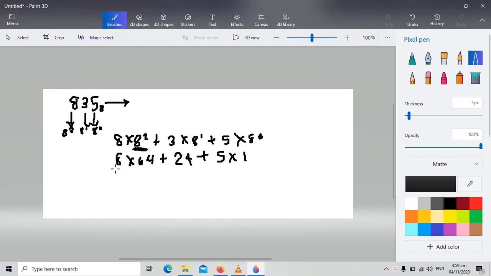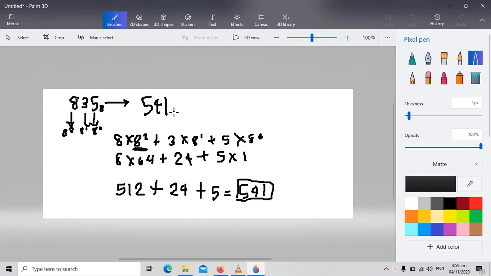So 64 times 8 is equal to 512, plus 24, plus 5, is equal to 541. That's the decimal number of problem number 2. 541 with a base number of 10. That's the decimal number here. Let's try another problem.